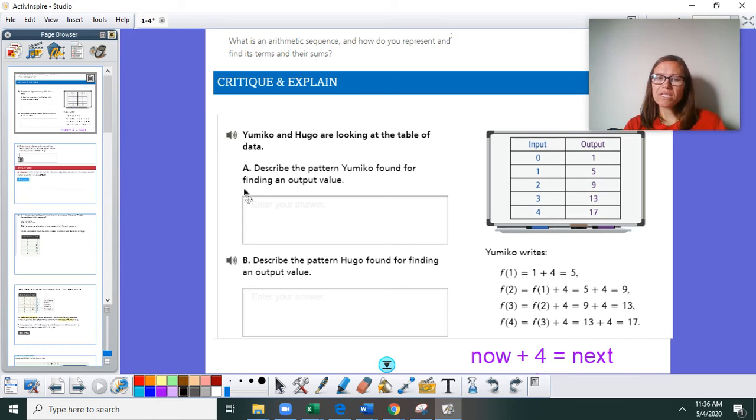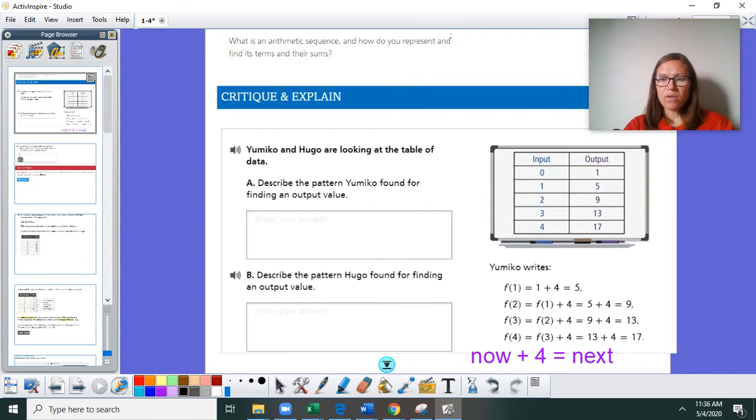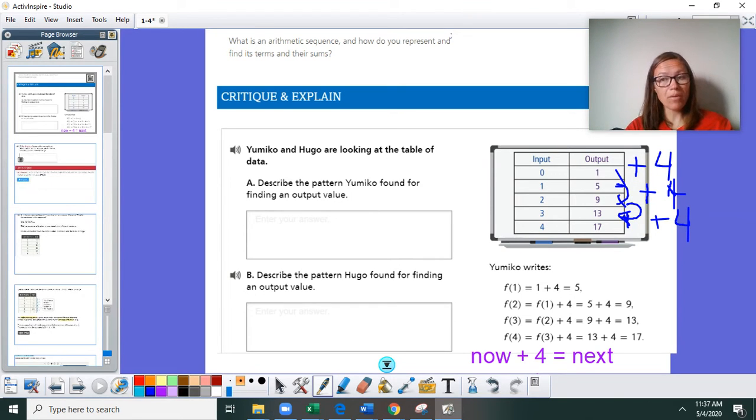So with the critique and reason, we have Yumiko and Hugo, and they're looking at this table, and you have to decide who is correct. One thing that I really love to do is called arrow roads. So as I go from 1 to 5, I'm adding 4. As I go from 5 to 9, I'm adding 4. And sometimes you're going to see that the book didn't give you a table, it's just giving you the sequence. You can always put it into a table, and I would recommend that.